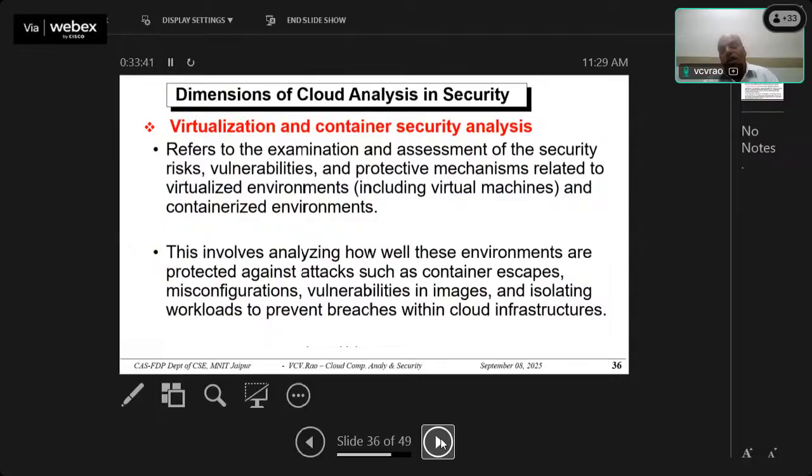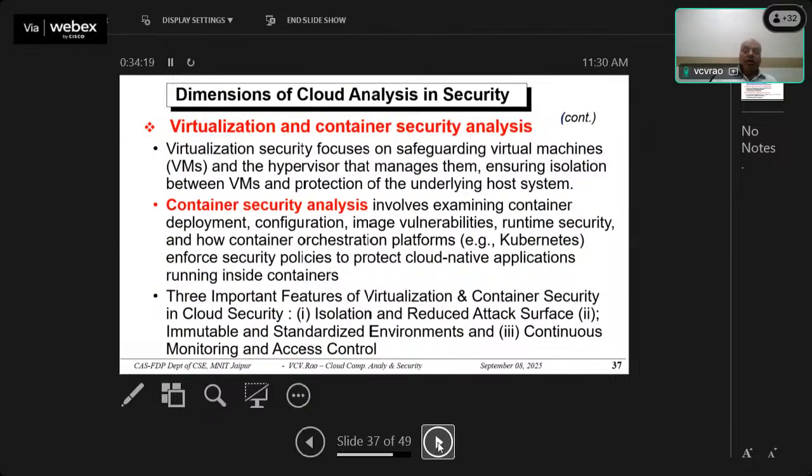Virtualization and container security analysis. What do we need to know about virtualization and container security? How the environment is set up, what breaches are there, how the workloads have been defined, and how to assess the security risk. These things are very, very important. How do you write the scripts and provide them? These are the issues which we need to understand.